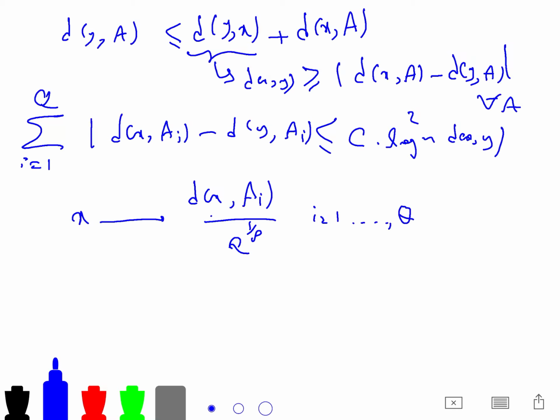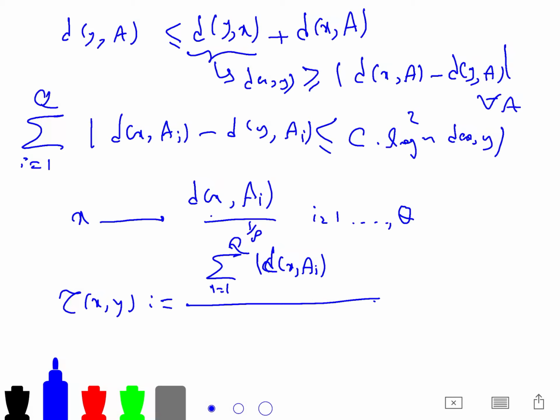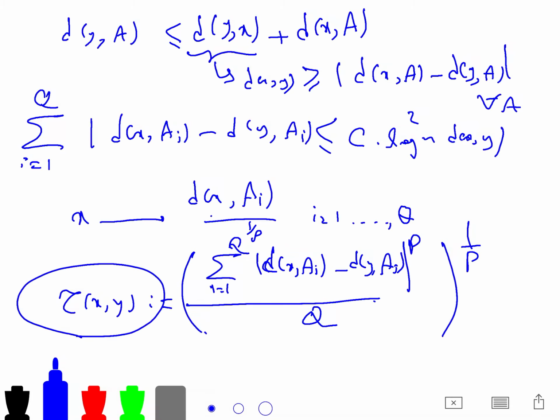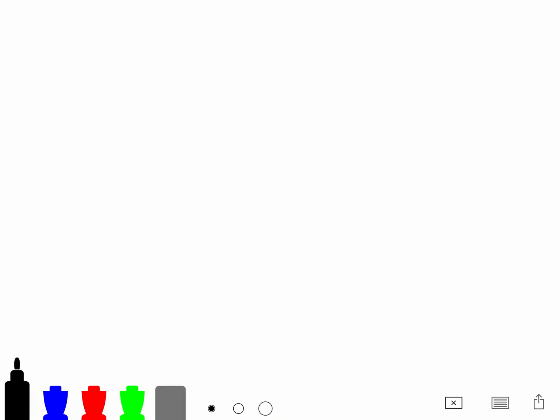So for every i, we can define this tau of x and y as it is defined in the article. This is the sum from 1 to q of d of x and ai minus d of y and ai to the p, to the 1 over q, and all of them to the p. Remember the LP norm. And so if we define tau like this, then it is easy to see that tau of x and y is less than d of x and y.